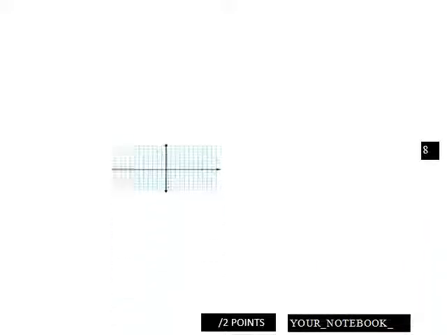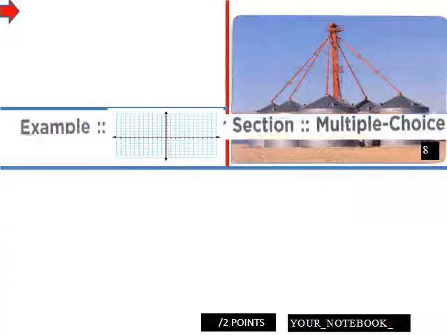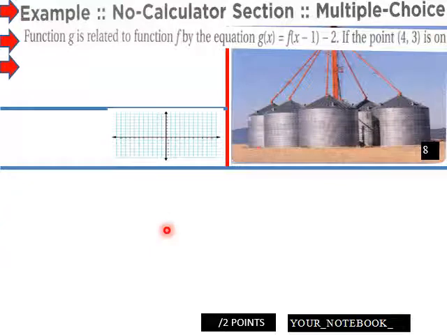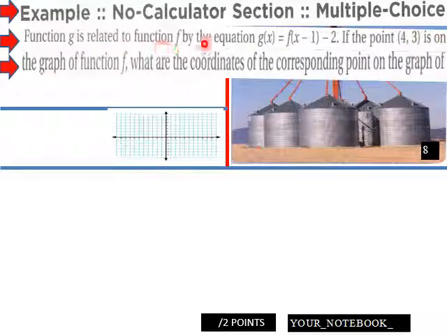And then page 8, example, no calc section, multiple choice. Function g is related to function f by the equation here.